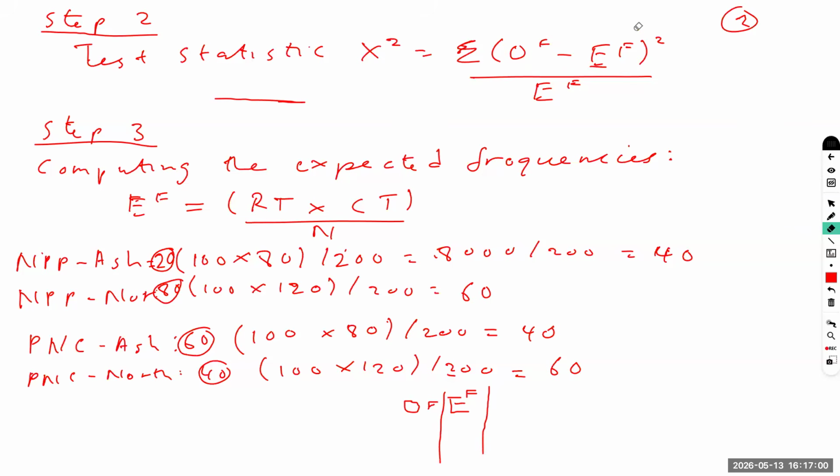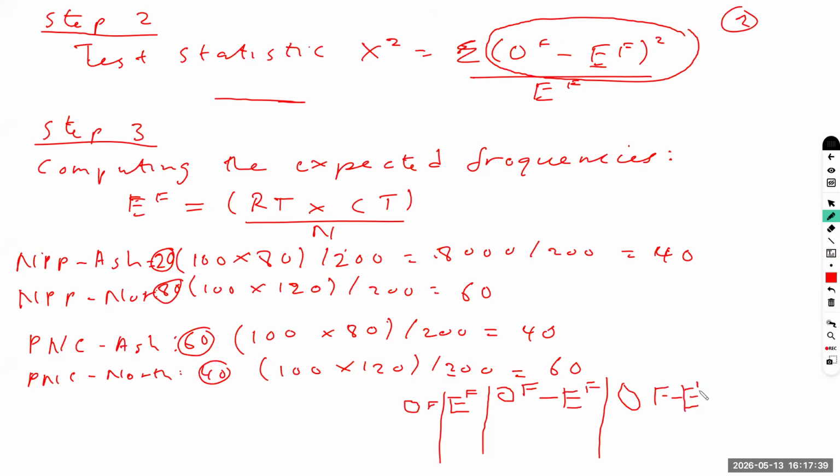Then we ask ourselves again, what does this formula have? This formula has OF minus EF. Can you see that? Then my next column is OF minus EF. Can you see it? Yes. Then I ask myself another question: what component is part of this formula, which is OF minus EF squared? So now I create another column, which is OF minus EF, then I close the bracket and square it.